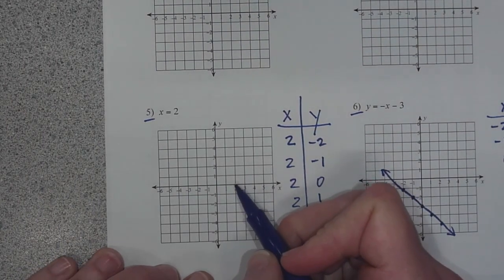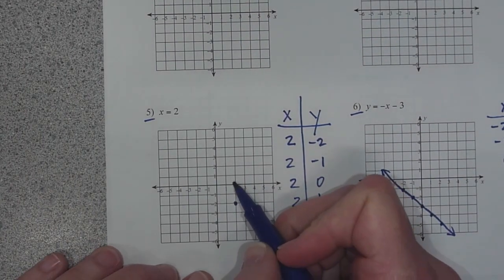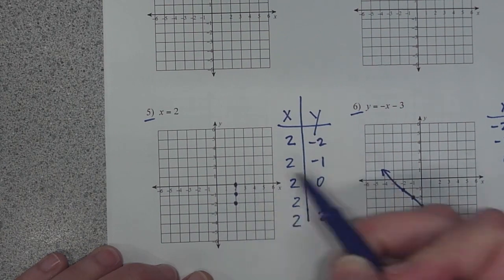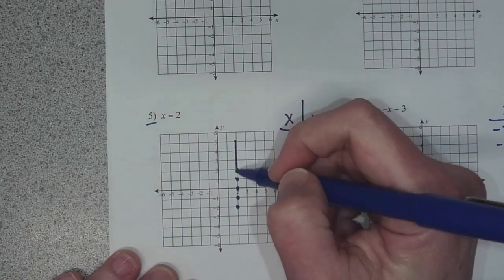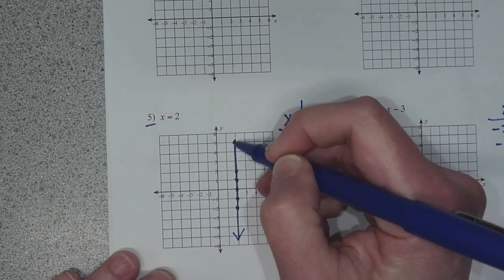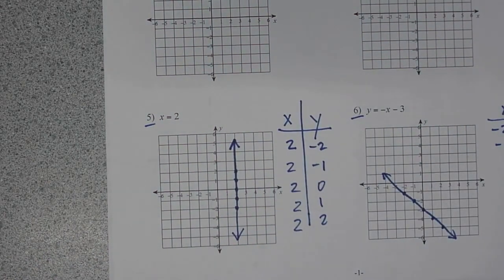So 2, -2, 2, -1, 2, 0, 2, 1, and 2, 2. And they're all lined up. I'm going to connect my dots, and I'm done.